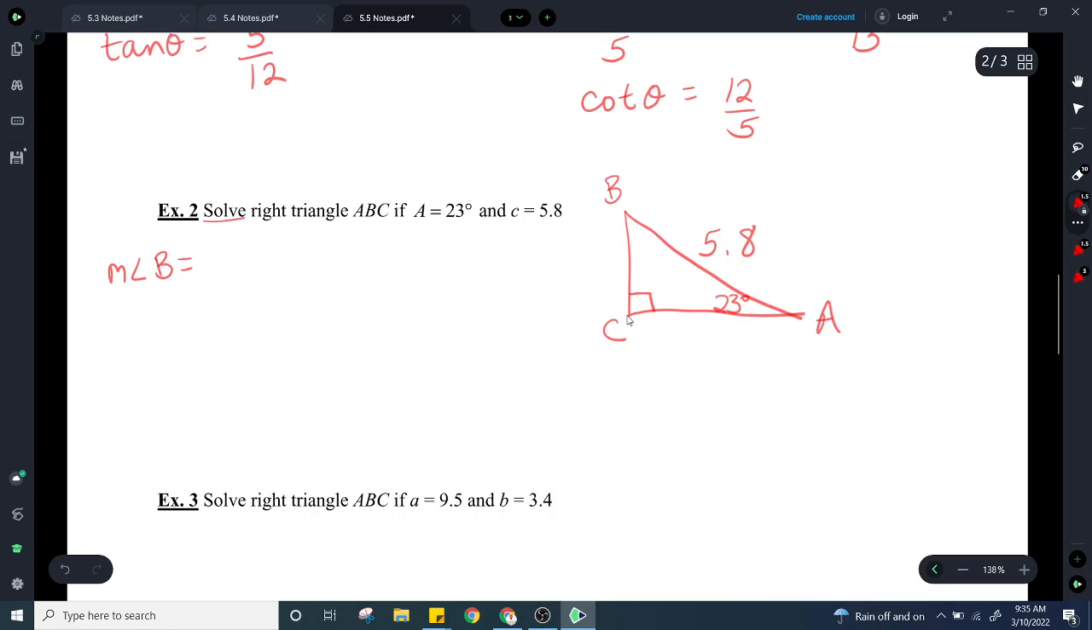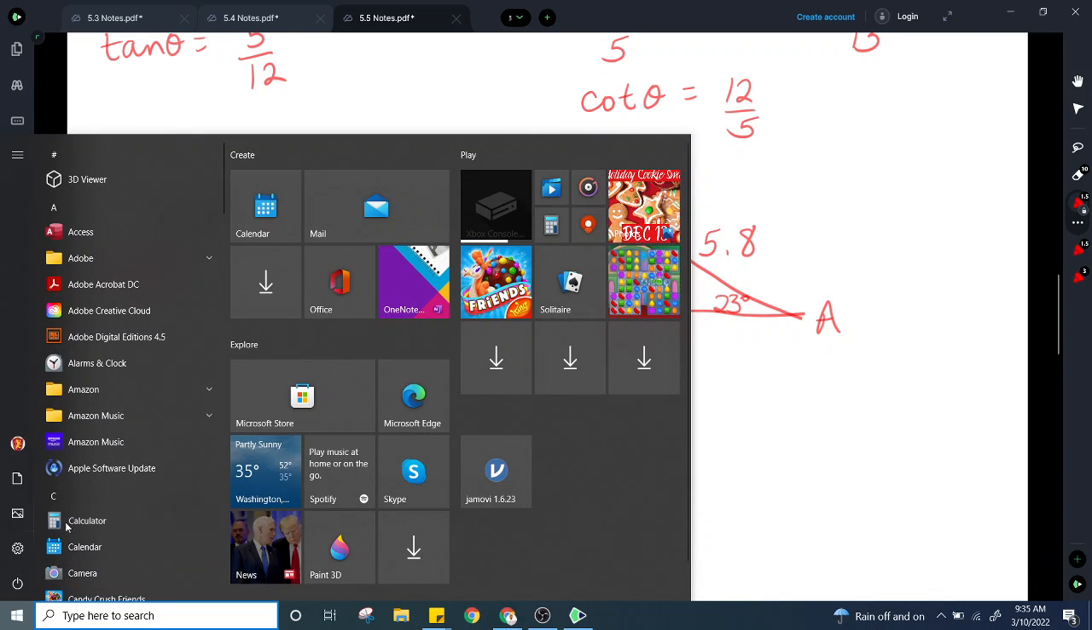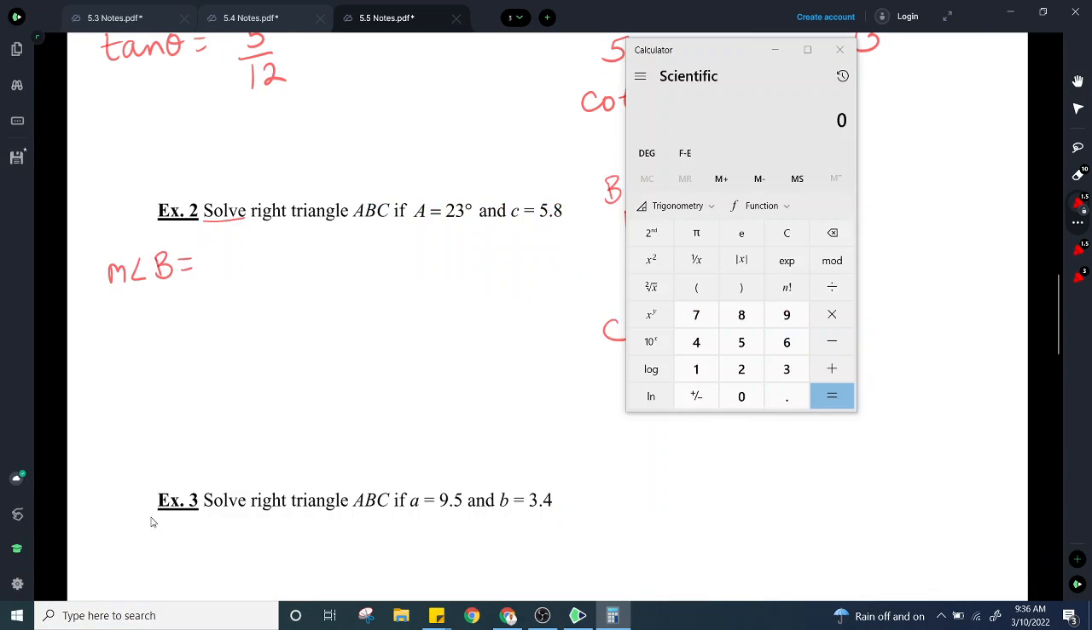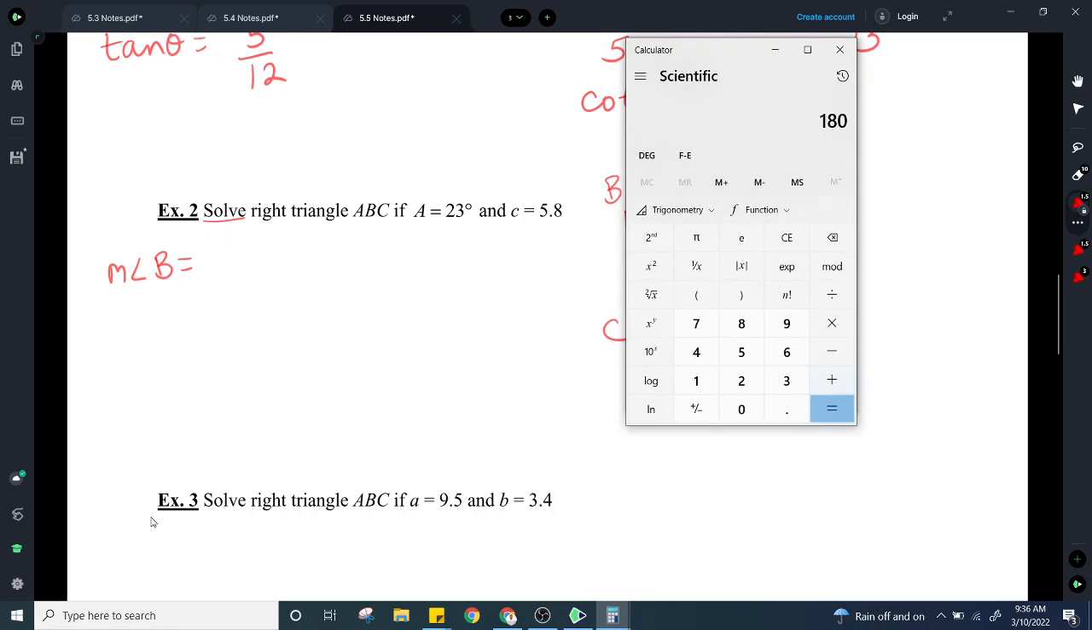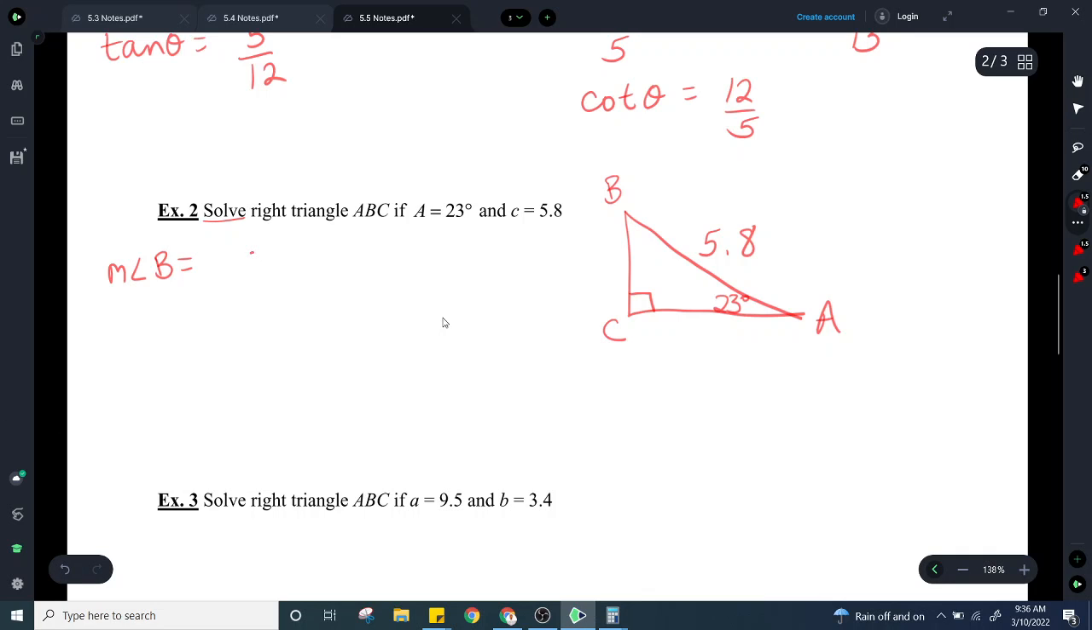So if this angle C is 90, angle A is 23, I can find angle B by finding the difference from 180. Let me get my calculator out here. So I've got 180 minus the 90 for the angle C, and then minus the 23 leaves me a difference of 67 degrees. So that means that angle B is 67 degrees.